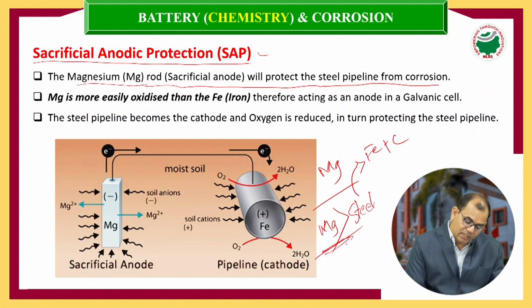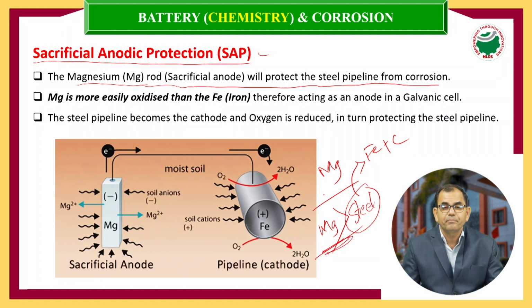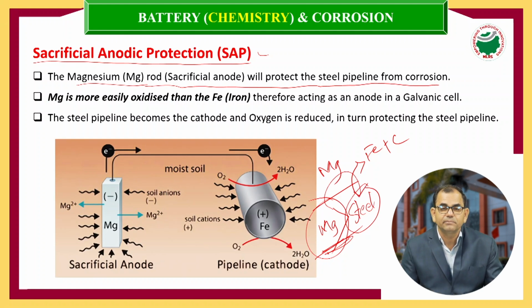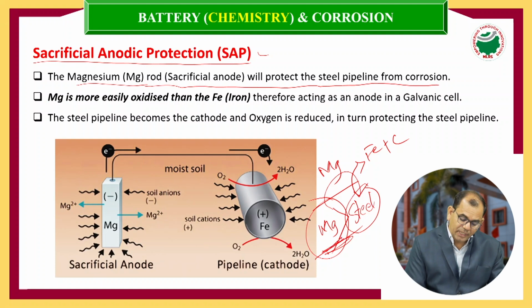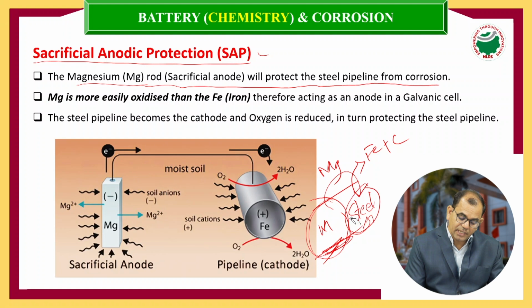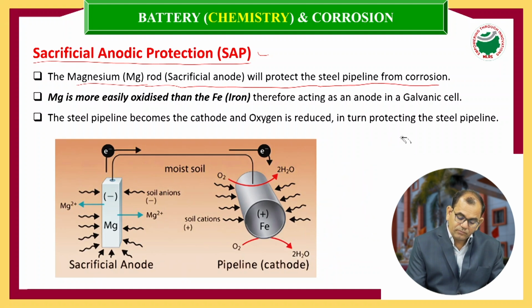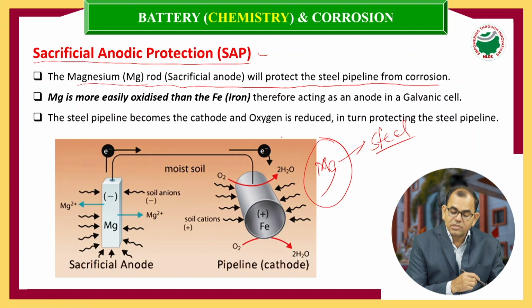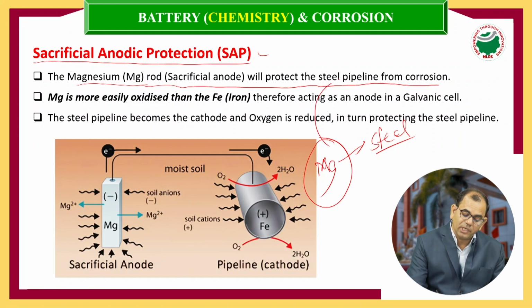So if you apply this magnesium to this steel pipe, since magnesium has more oxidation, it will act as a coating or protecting layer to the steel. Unless this magnesium is corroded, the steel won't corrode. Only upon complete corrosion of the magnesium layer does corrosion reach the steel pipe. Here the faster oxidizing magnesium is acting as a protecting layer to the steel pipe.